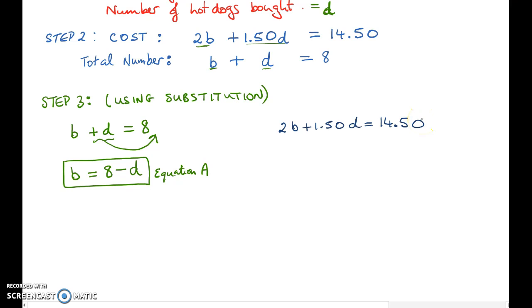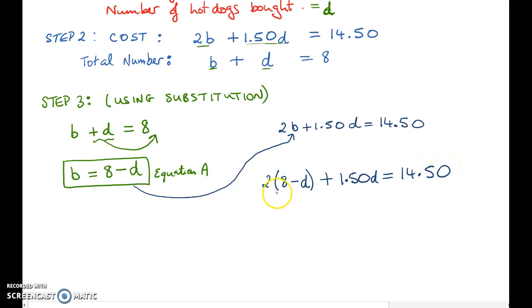And now look at equation A. We've got b on its own, which means we're going to substitute this in here. We're going to substitute for that b. So we're going to replace this b and write instead 2 times b is now 8 minus d. 2 times 8 minus d, then we have plus 1.50d is equal to 14.50.